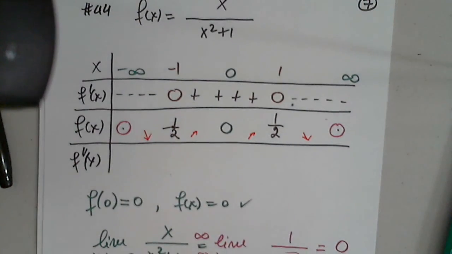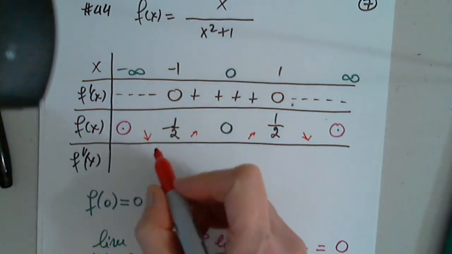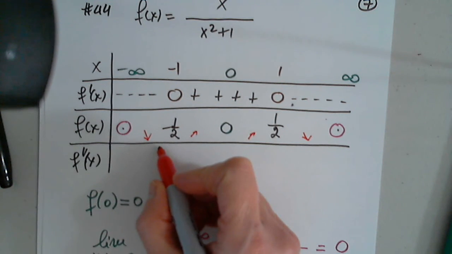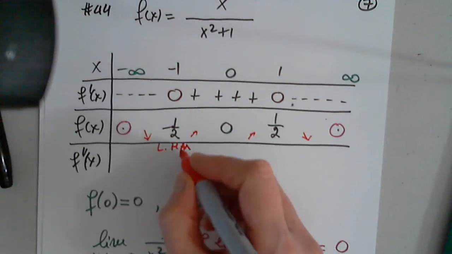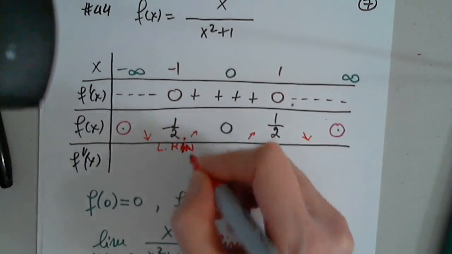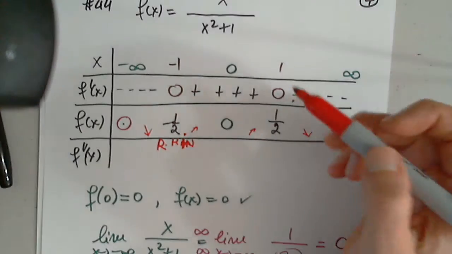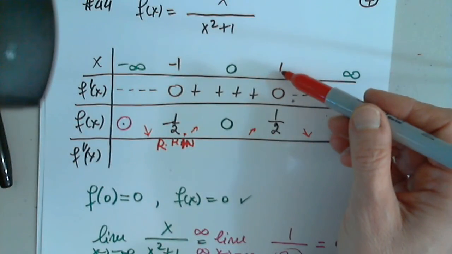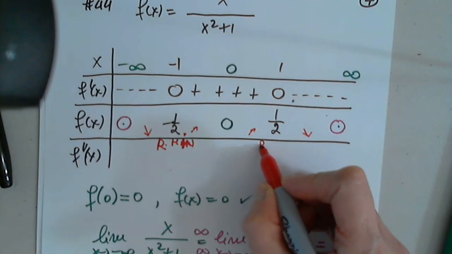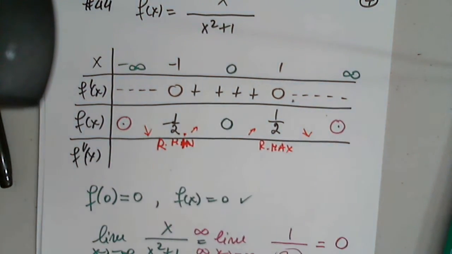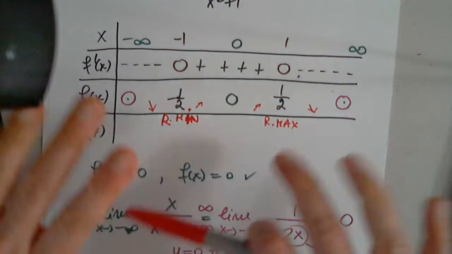Good. What type of point is -1, -1/2? Relative min. Very good. Local min or relative min. Let me write relative because I guess you're used to relative. What type of point is 1, 1/2? Relative max. Perfect. And this is the x-intercept. Good. Finished with the first two.